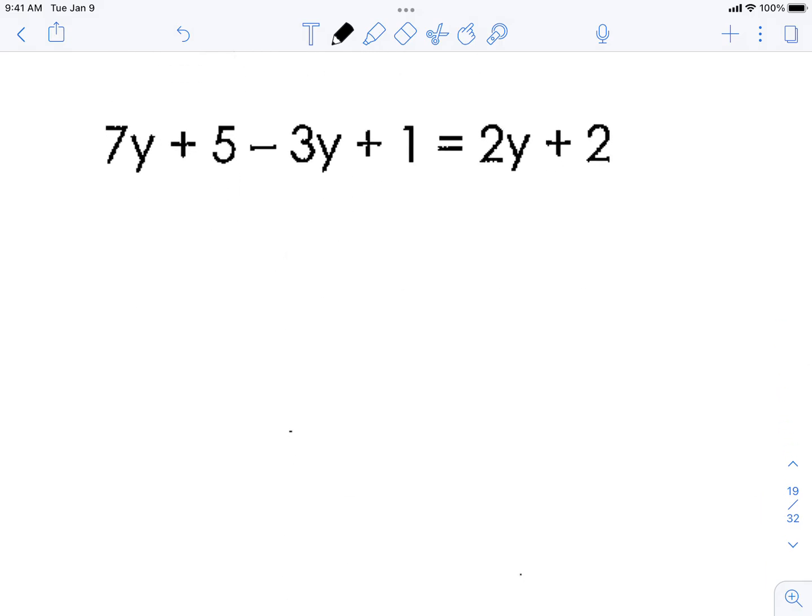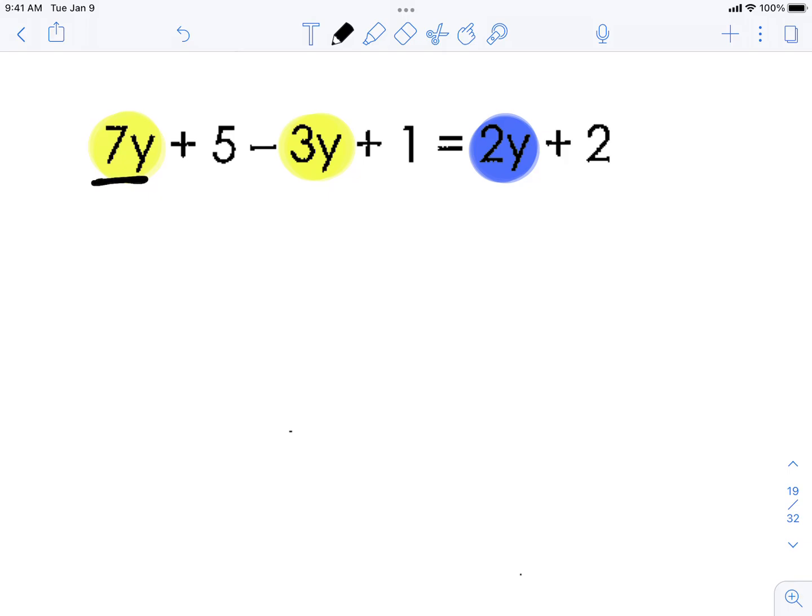The third example. Notice I have y's at 3 different spots. 2 of my y terms in yellow are on the left side of the equal sign. They're on the same side. So what we're going to do with them is just combine like terms like we did in the other section. We're just going to be very careful of our signs.